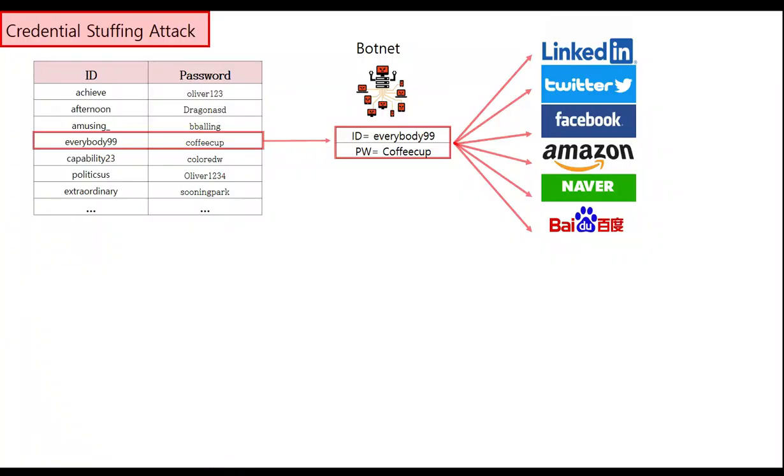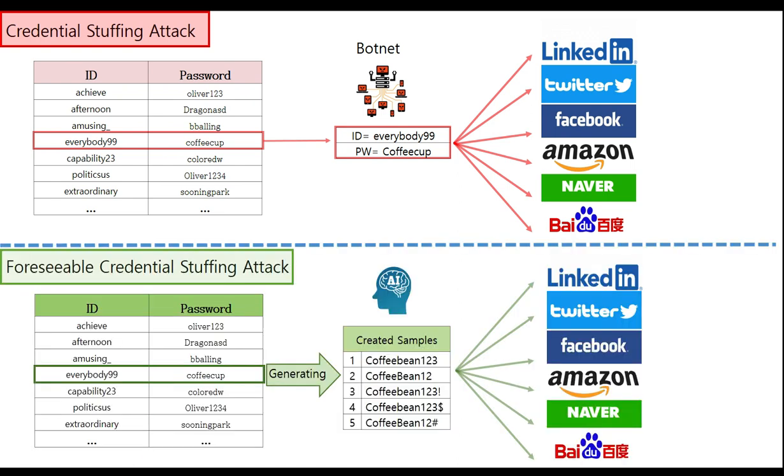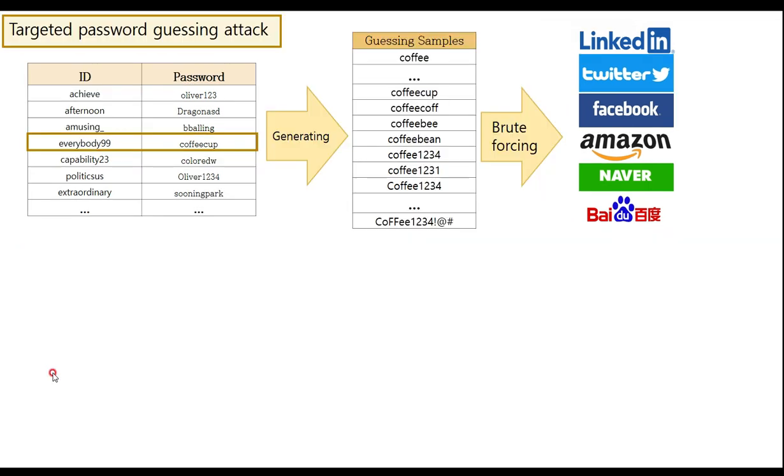First, the former credential stuffing attack uses only one ID, one password pair from breached credentials, and tries to log in across multiple sites, so their accuracy solely depends on the breached credentials. However, our proposal generates samples by analyzing similarities between passwords using AI models. Therefore, our proposal is more accurate and intelligent.